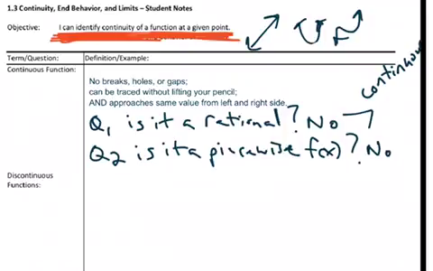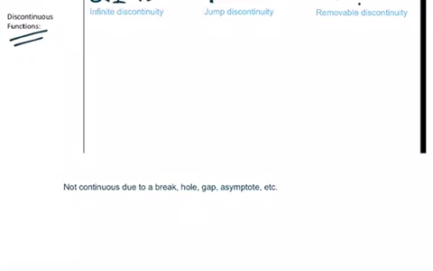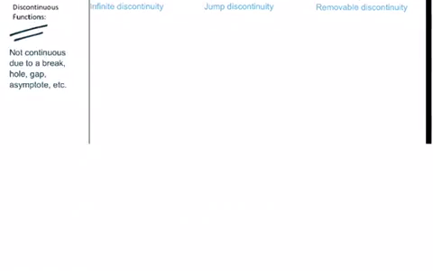Next, we're going to look at types of discontinuous functions. The three types of discontinuous functions are a function that has infinite discontinuity, we'll talk about what that is in a second, jump discontinuity, or removable discontinuity. Basically, a discontinuous function is a function that is not continuous due to a break, a hole, a gap, an asymptote, etc.